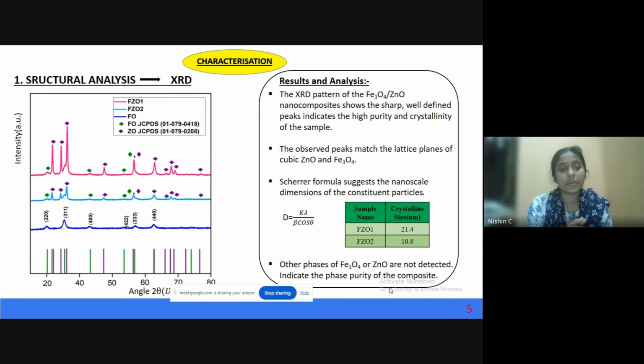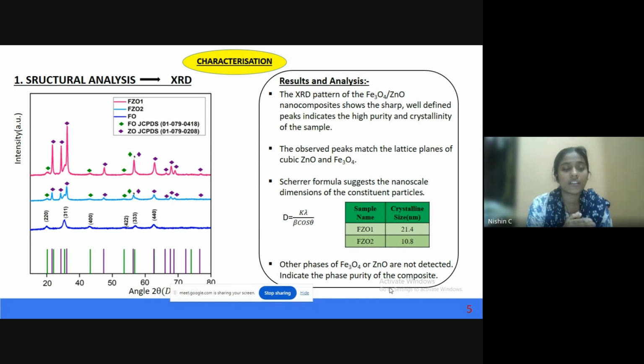Using the methodology, I prepared two samples, ZnO1 and ZnO2. ZnO1 is the sample in which the ZnO concentration is higher compared with ZnO2. Here, the structural analysis is done using XRD. The high peaks indicate the high purity and the crystallinity of the sample.